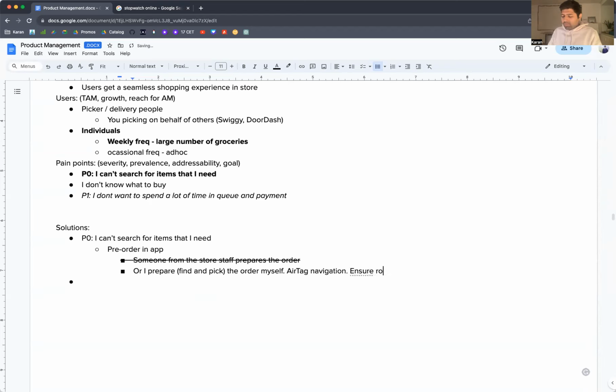So ensure route optimization as well, because if I'm entering the store in a particular direction, I follow a certain path. So the Walmart shopping app needs to direct me to follow a certain route so that it is optimized, as I am walking the least distance, and I'm finding all of the items so that I do not forget anything. So this ensures that I find and pick the items myself with proper navigation and route optimization, saving my time. So this is one angle.